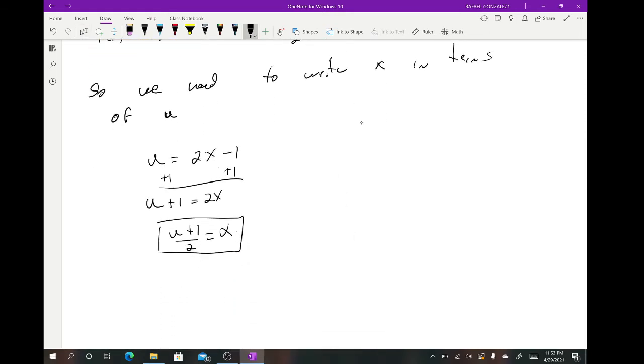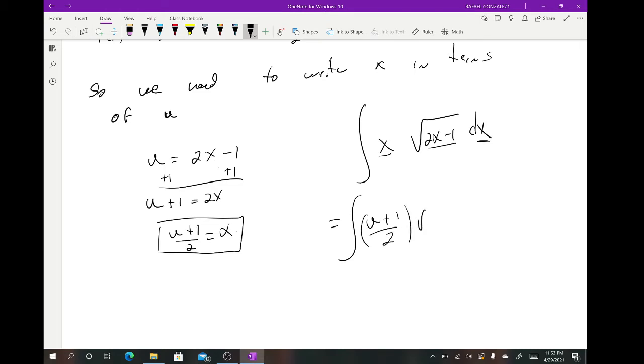So now we have found a suitable substitution for x in here, and then we can proceed with a substitution. So we had x times radical 2x minus 1 dx. We have a value to substitute for x, a value to substitute for 2x minus 1, and a value to substitute for dx. So let's do that. So this is equal to u plus 1 over 2 times the square root of u times 1/2 du.